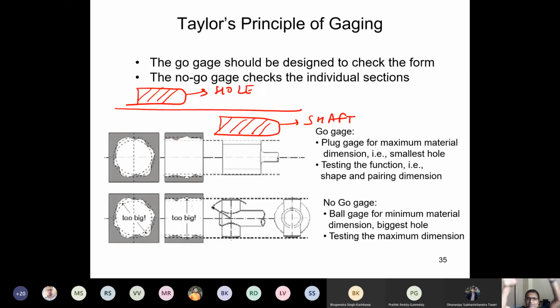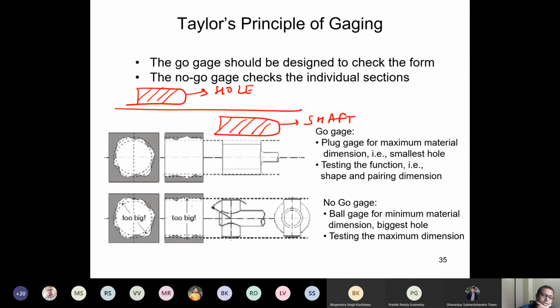Anybody? You can either type in the chat box if you have any ideas. What do I do? Actually, it is there in the slide. Different sizes of shafts. Actually, what you do is you have a gauge which is called a plug gauge. It's like a shaft, but it's a plug gauge. So plug gauge means it's a go gauge. It should go. So which one should go? What size will you make the go gauge? What size the go gauge should be ideally?